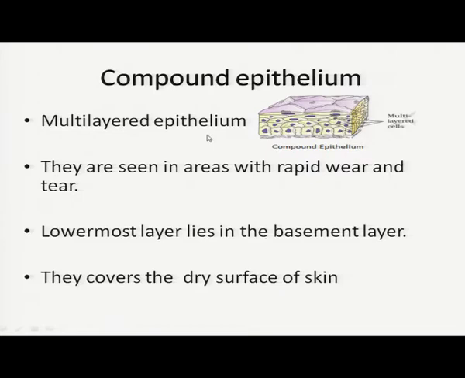Since it is multi-layered, they are commonly seen in areas with rapid wear and tear. And here the lowermost layer of cells of this epithelial tissue lies on the basement membrane. You can see it in this diagram. And they cover the dry surface of our skin.